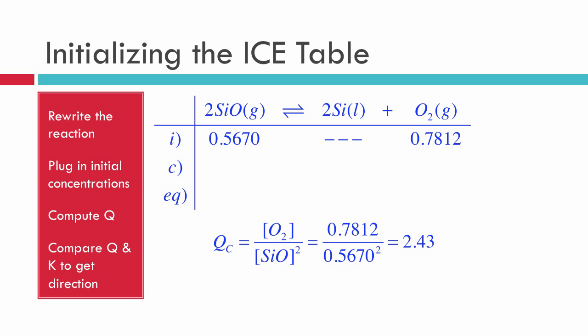So if we do that, we find that Q is equal to 2.43, and since K was equal to 0.962, that was given to us, when we compare them, we see that K is less than Q. The equilibrium constant's less than Q. And whenever that's the case, we're going to shift to the left. In other words, our equilibrium requires us to have less of the product and more of the reactants than what we currently have. So let's shift to the left.